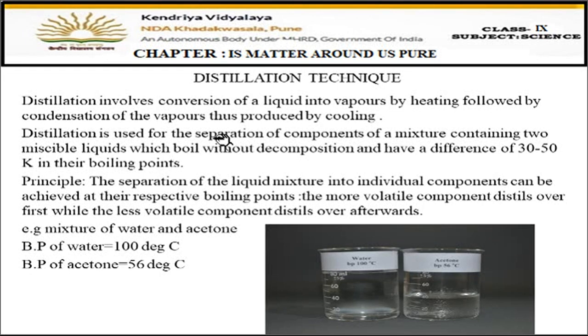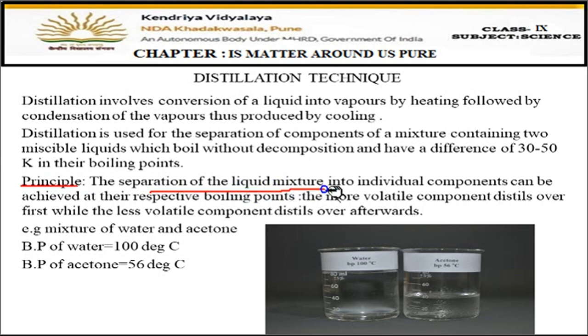Suppose one liquid has a boiling point of 100 degrees, then the other should be 50 degrees or 40 degrees or 60 degrees, not 90 degrees. If one has a boiling point of 90 degrees Celsius and the other has 100 degrees Celsius, you cannot separate the two liquids using this technique. So the difference between the boiling points of the two liquids should be 30 to 50 degrees Celsius. Fine. Now, what is the principle behind that?